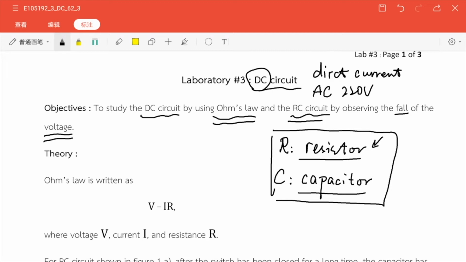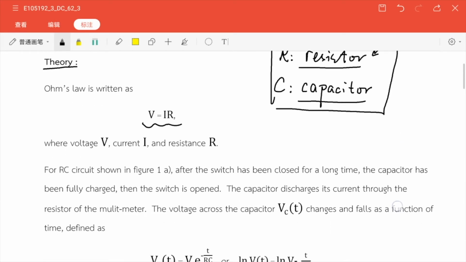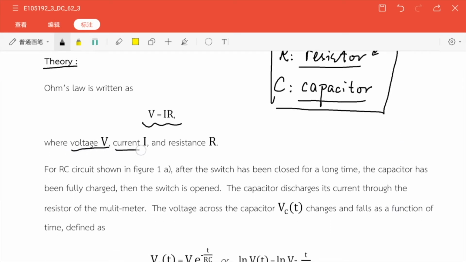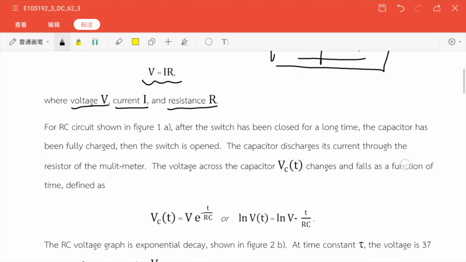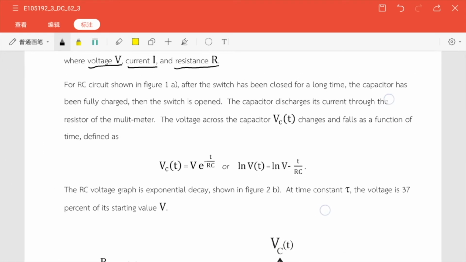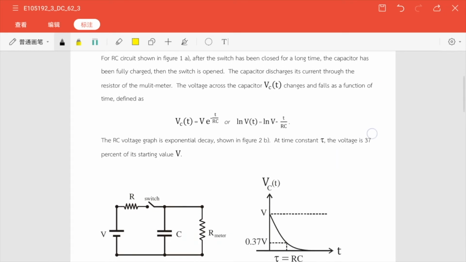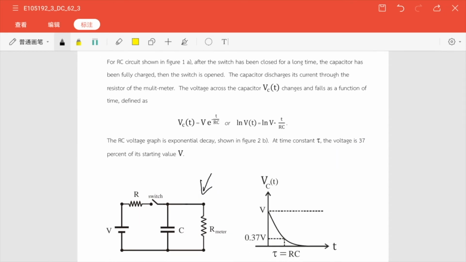Next one, keep going, we go to the theory. Ohm's law is written as V equal to I times R, where V is voltage, I is current, R is resistance. After that, we come to the RC circuit. So I show you the graph. Graph A is an RC circuit.